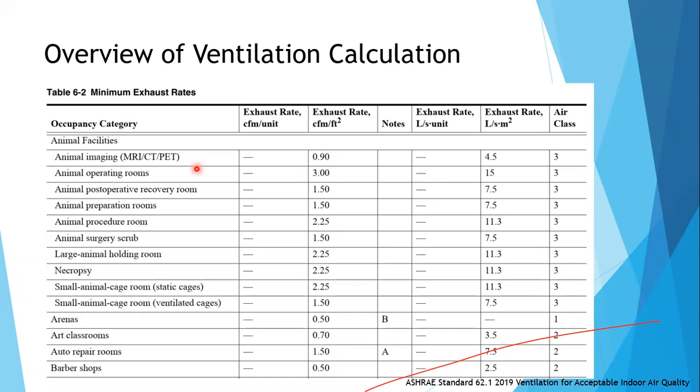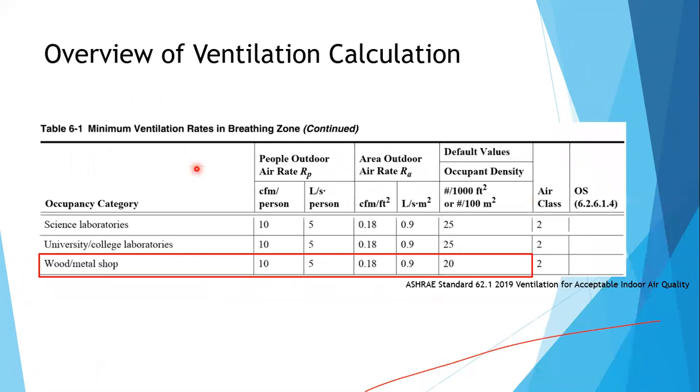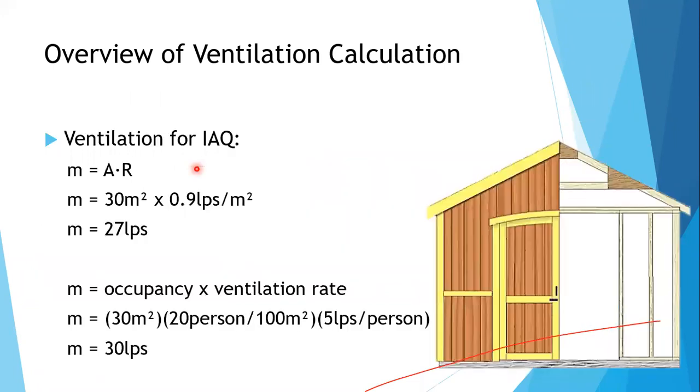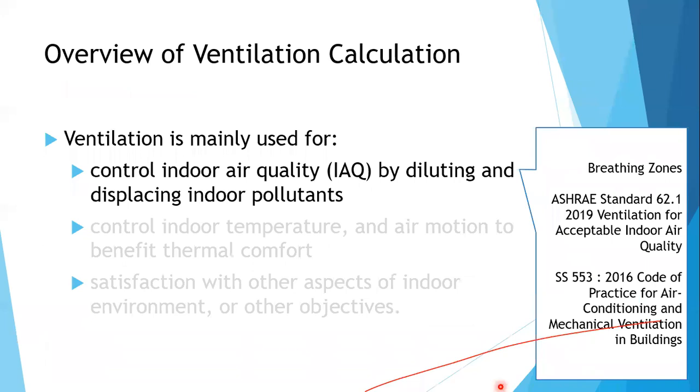Earlier, our table was table 6.1. This one is 6.1, minimum ventilation rates. But there are areas that only require exhaust. So table 6.2, the next table, is the minimum exhaust rate. This table 6.2 is also taken from ASHRAE standard 62.1. Ventilation is mainly used for taking care of IAQ.